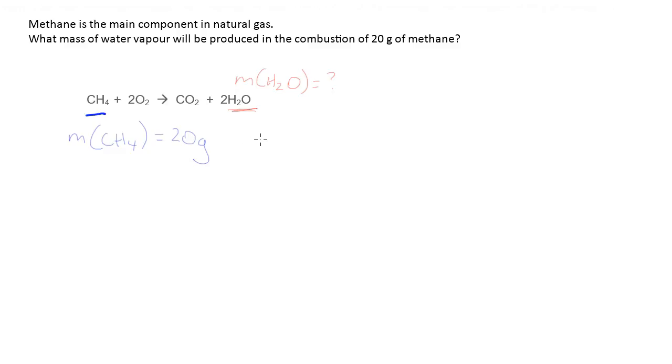So, the first step to answering this sort of question is we need to calculate the number of moles of the compound we know. So we know the mass of methane is 20 grams, so we're going to work out the number of moles. We have the mass here, it's 20 grams, but what we also need is the molar mass of CH4. So just from the periodic table, we're going to take our atomic masses. Carbon is 12, and then we have 4 hydrogens, so that's 4 times 1. So we're going to end up with 12 plus 4 is 16.0 grams per mole.